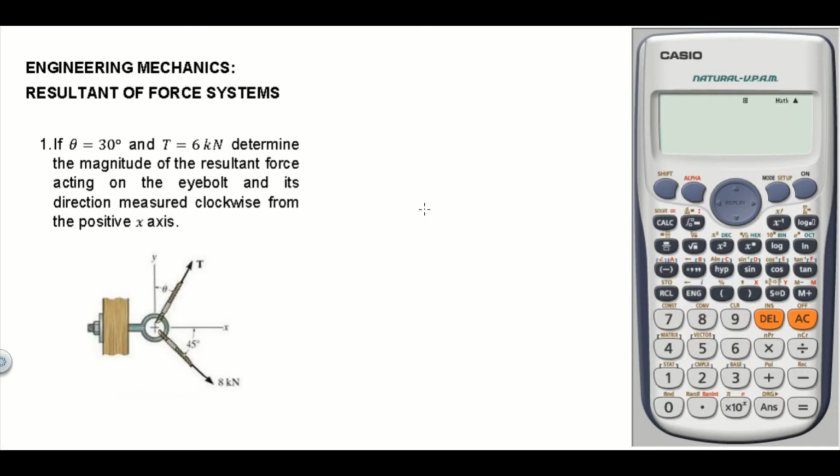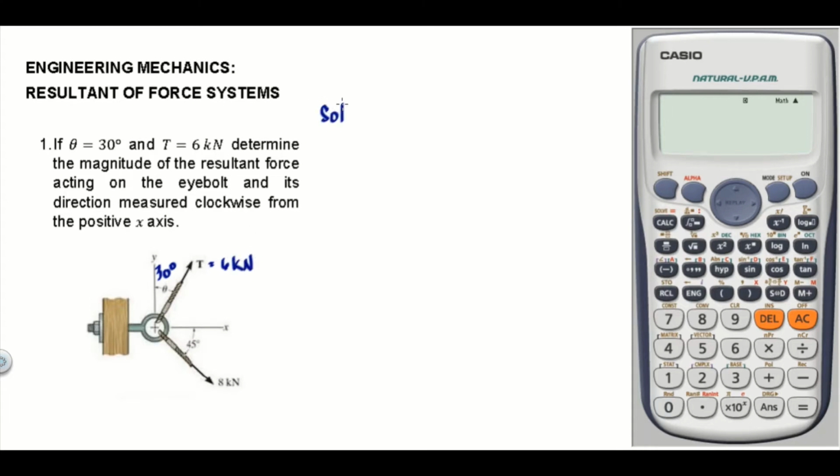Okay, so number one, if theta equals 30 degrees and T equals 6 kilonewton, determine the magnitude of the resultant force acting on the eye bolt and its direction measured clockwise from the positive x-axis. Okay, so theta is 30 degrees and T is equal to 6 kilonewton.